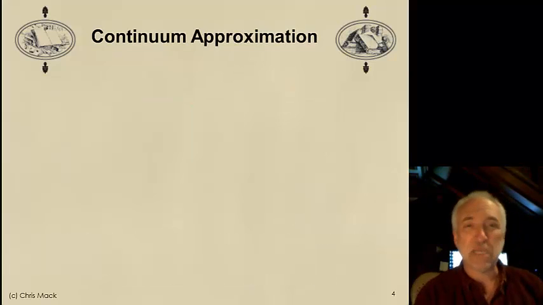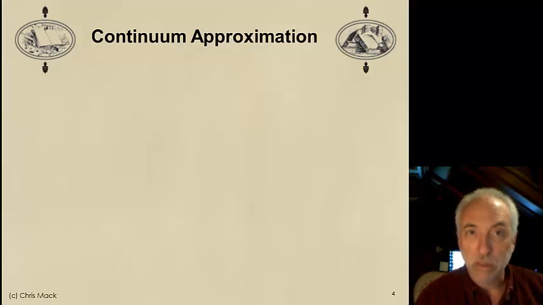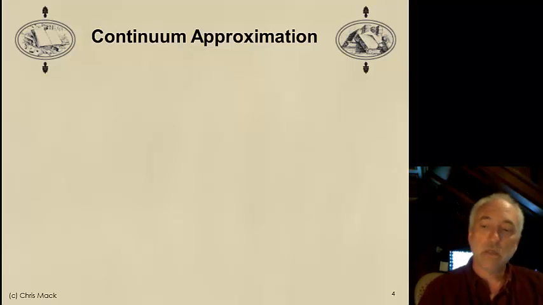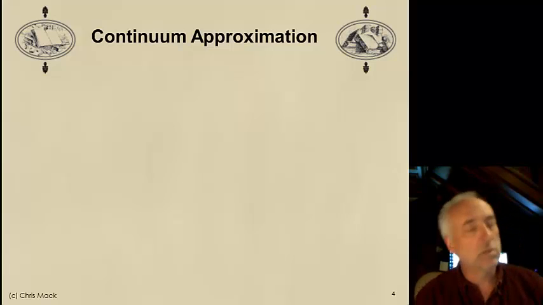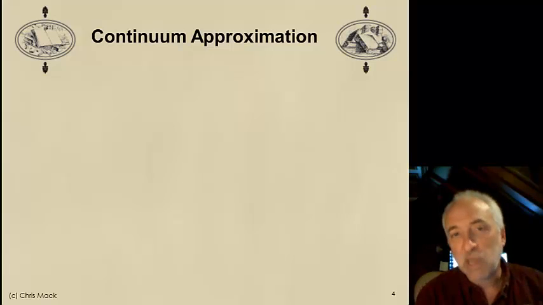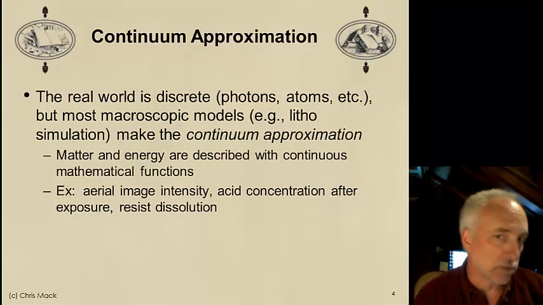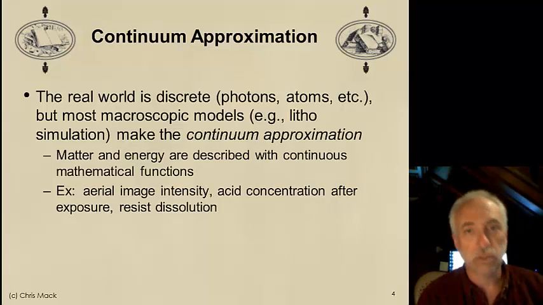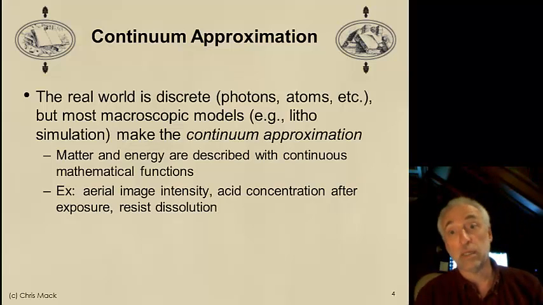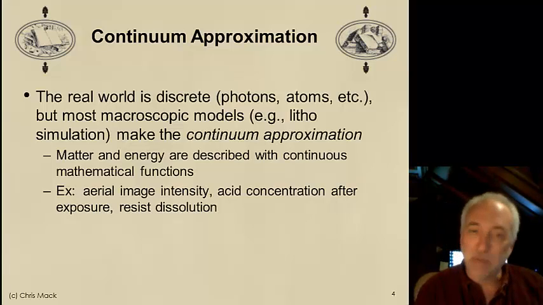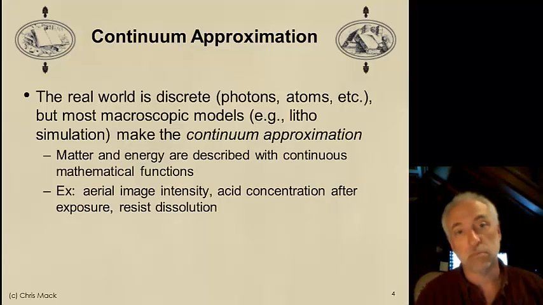To explain that, let me begin by explaining why we often ignore the phenomenon that causes roughness. We very frequently invoke, often without even speaking it, an approximation, an assumption called the continuum approximation. We know that the real world is discrete. We know that we have atoms and molecules. We know that we have photons for light, for energy, and electromagnetic energy. And we know that we can think about the world in these discrete little packets of matter or energy.